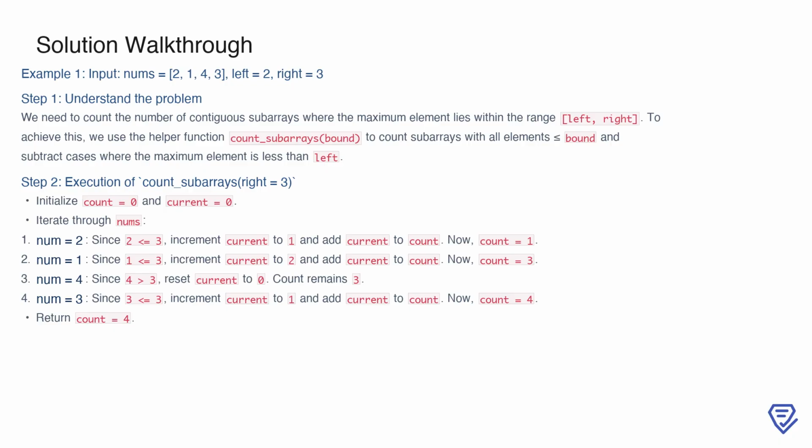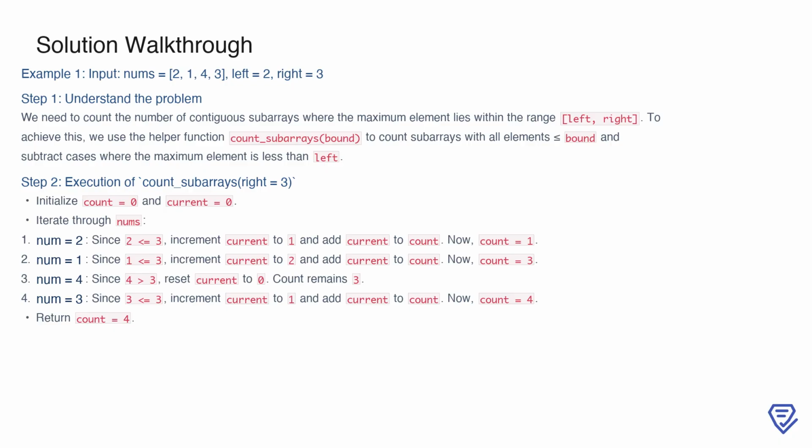Let's start by executing count_subarrays with bound equals 3 for the input nums equals [2, 1, 4, 3]. Initially, both count and current are set to 0. As we iterate through the array, when we encounter a number less than or equal to 3, we increment current by 1 and add it to count. If we encounter a number greater than 3, we reset current to 0.